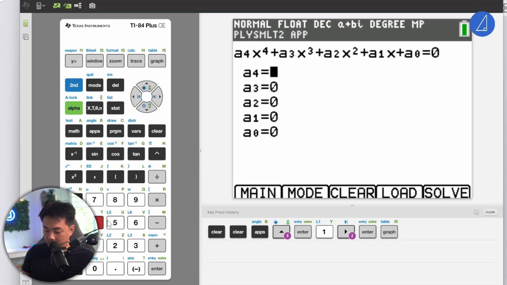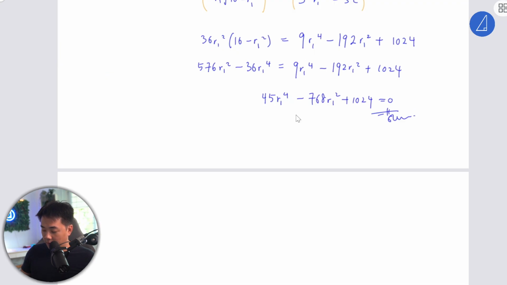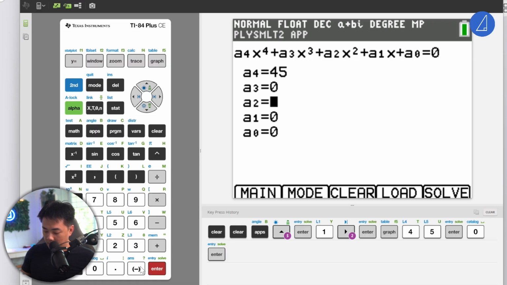That would be 45, the coefficient of x to the power 4. Then 0, negative 176, 768, and 1024.